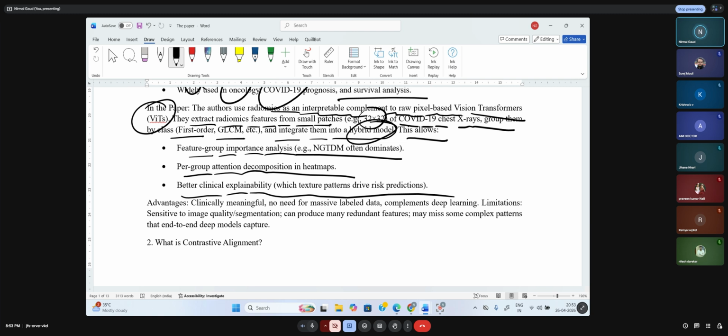Here also they are saying the same thing. The authors told that we extract radiomics from small patches. So you have an image, you divide it into patches P1, P2, P3, P4, P5, and apply radiomics over the patches. Let's say the patch is 32 cross 32.